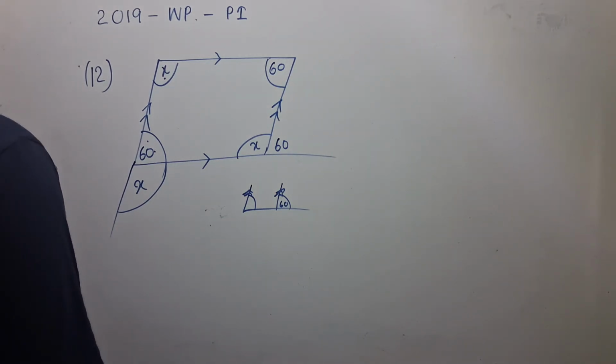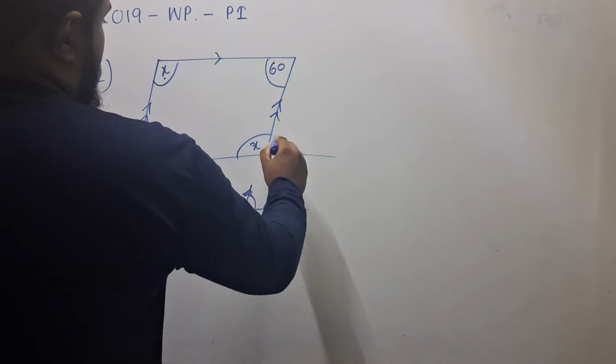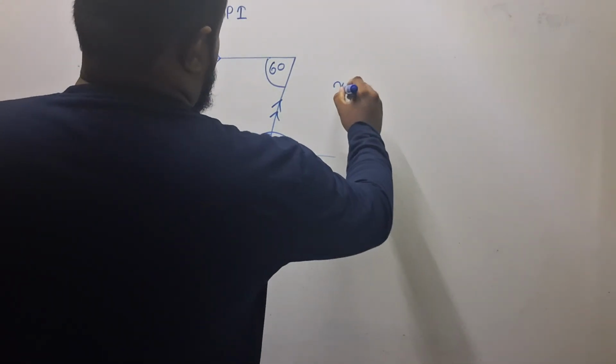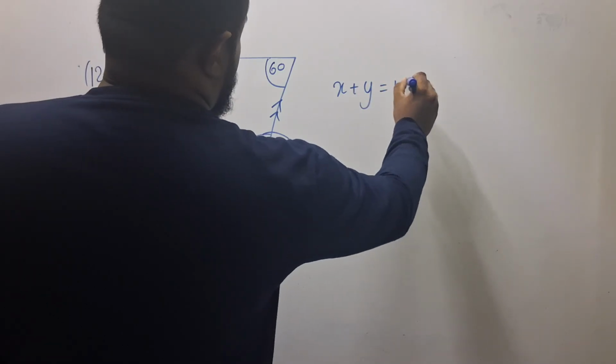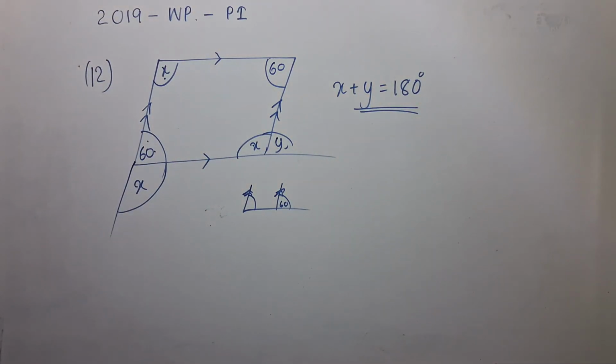Anyway, they are asking the value of x plus y. So this is x and they have given this as y. So the value of x plus y is 180 degrees. That's the answer.